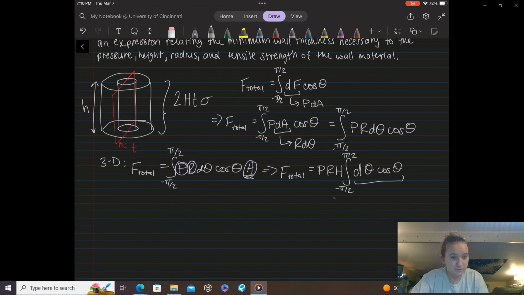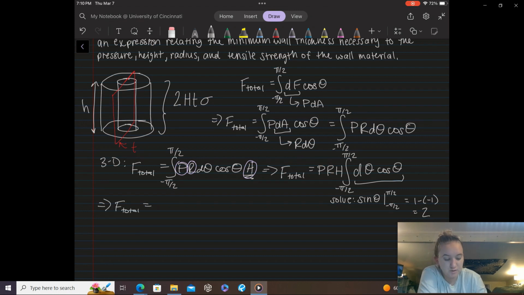So then completing this integration, the integral of cosine theta is sine theta, and then from negative pi over 2 to pi over 2, it becomes 1 minus negative 1, which equals 2. And then that now becomes our F total, which is 2PRh, is our finished expression.